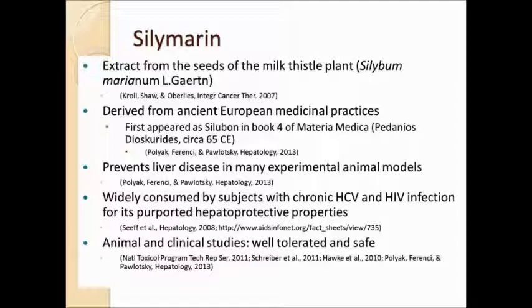Since about the late 60s, there have been many studies that really started in Germany showing that this extract prevents liver disease in many experimental animal models. For example, carbon tetrachloride toxicity, acetaminophen toxicity, ethanol toxicity, amanita poisoning, toxic mushroom poisoning: Silymarin, either through IP delivery or oral gavage, prevents liver disease in these animal models.